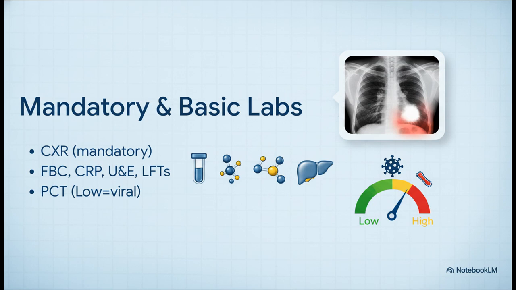liver function tests. But look closely at procalcitonin, or PCT. This is an incredible biomarker. If the PCT is low, the evidence strongly suggests a viral cause. But if it's high, it points the finger directly at a bacterial culprit. It is a fantastic tool to help you differentiate between the two.